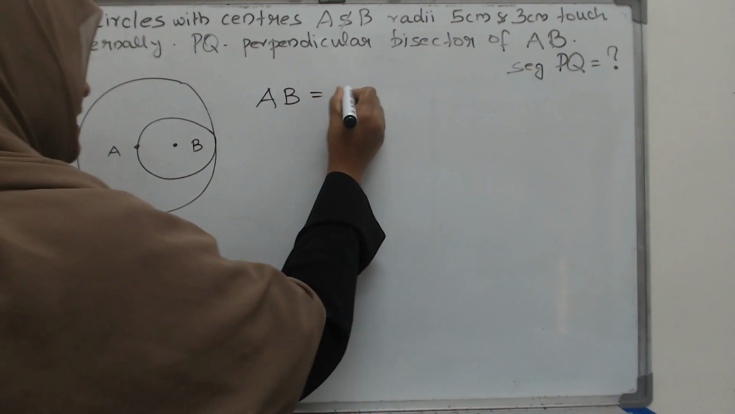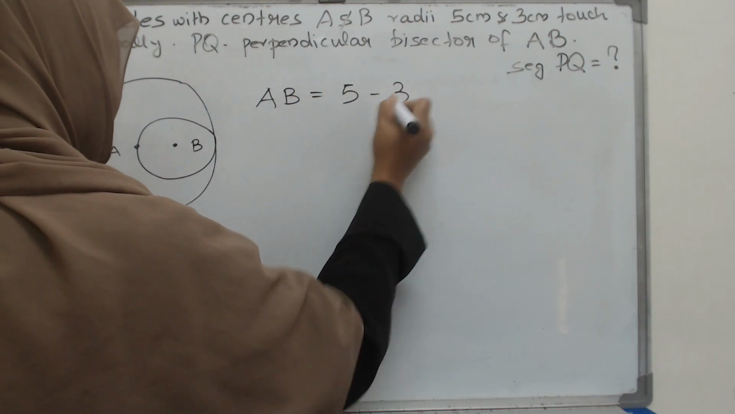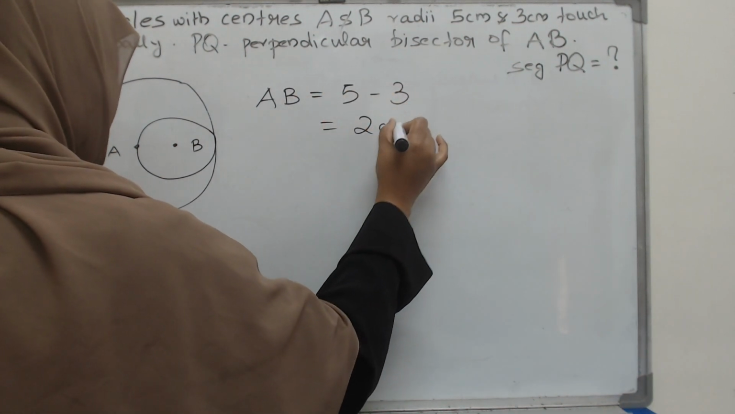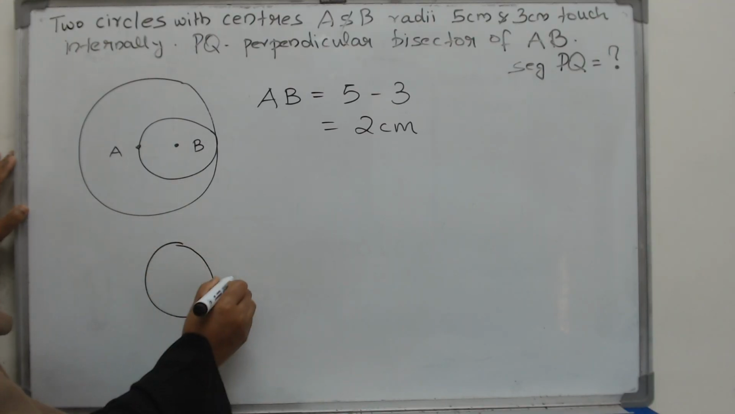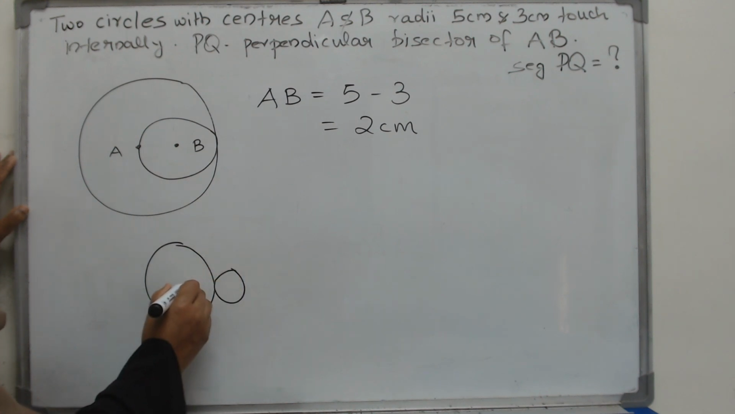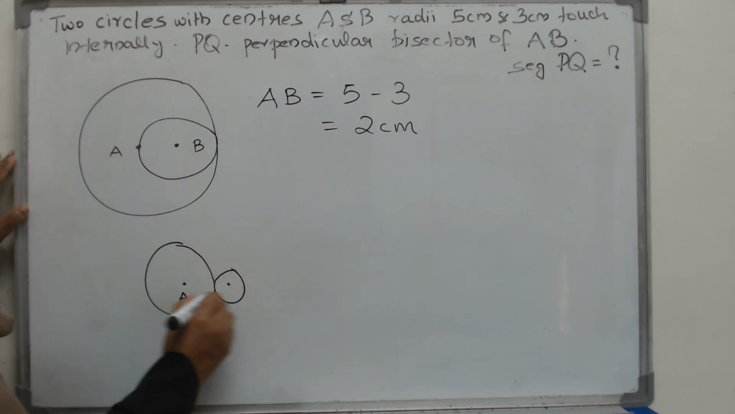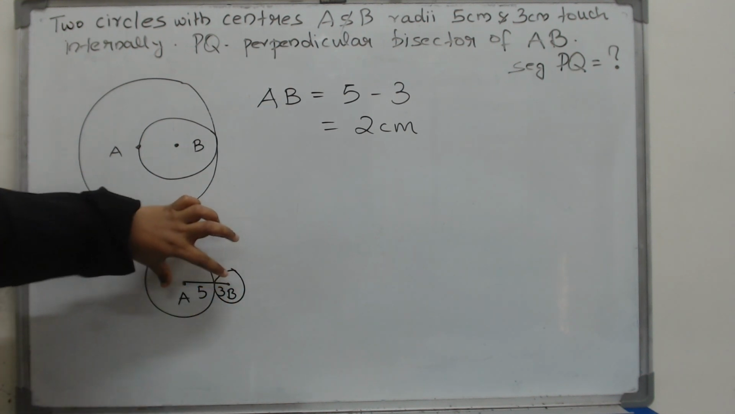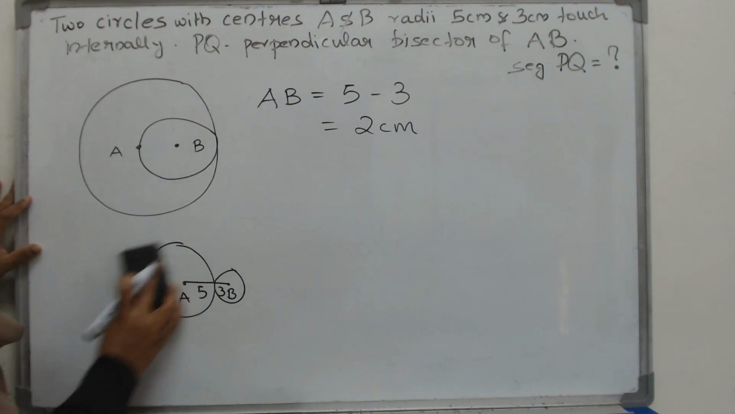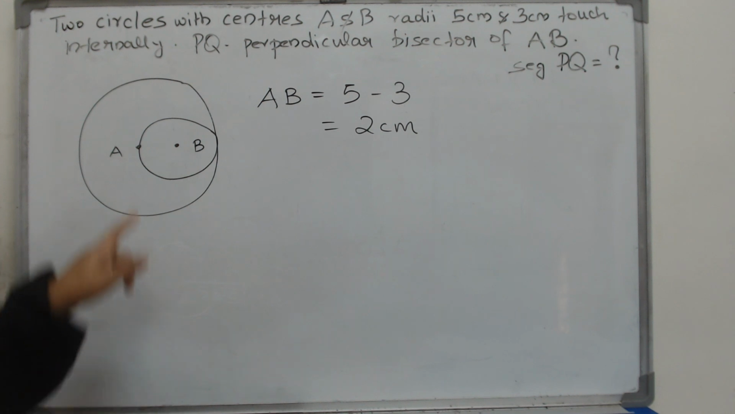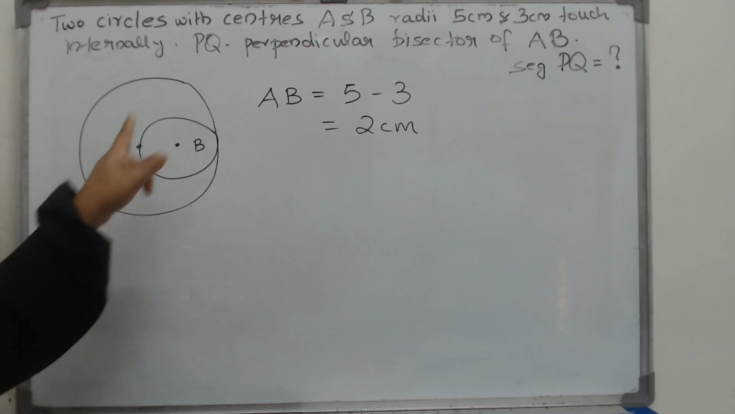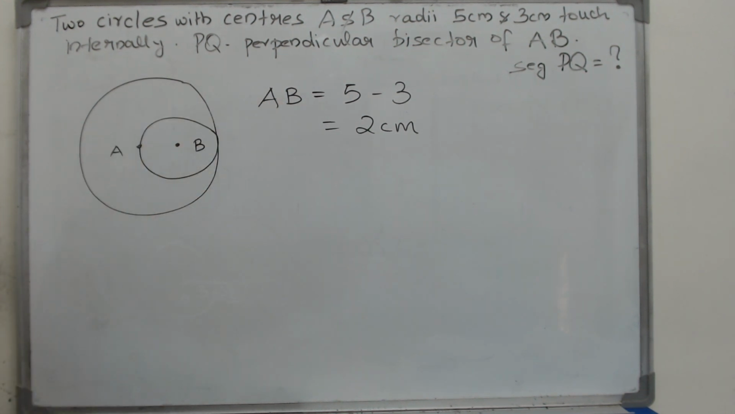centers? It will be the difference of their radii, which will be what? 2 centimeters. In case you are wondering what happens when they touch externally, then the distance between the two centers will be equal to the sum of their radii. It will be 8 centimeters if they touch externally. But here they are touching internally, which means their distance is equal to the difference of their radii.